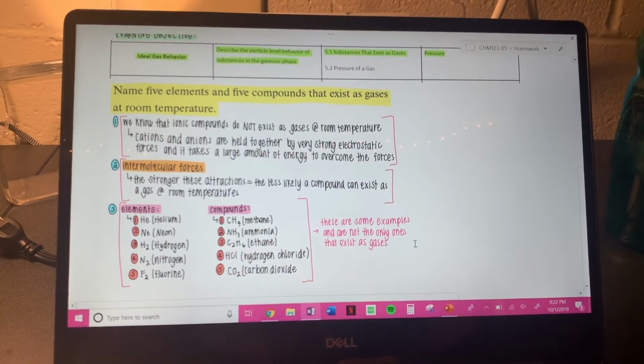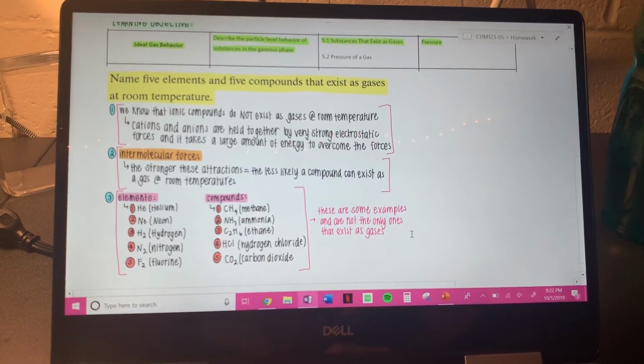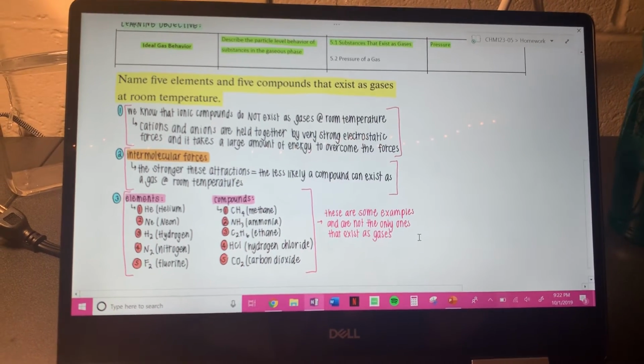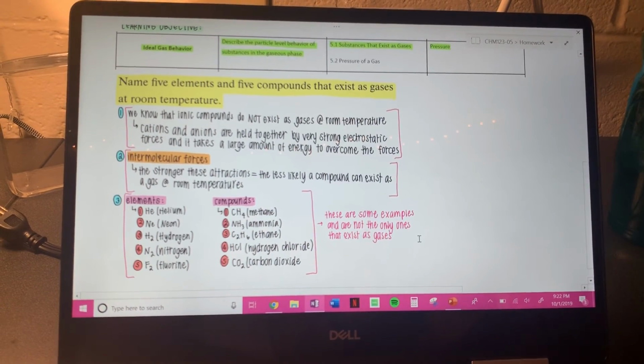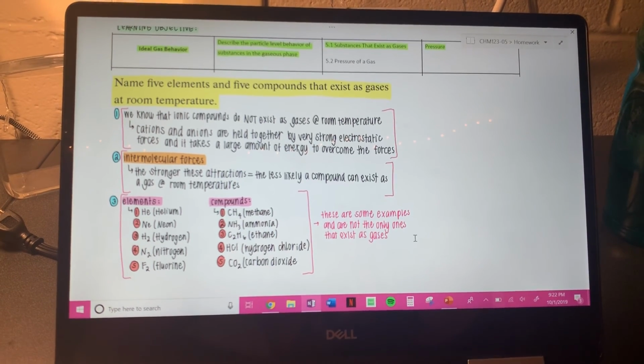only a few examples. There's a lot more that can be found in your textbook, but there's no real concrete way to find out if they exist as gases at room temperature.